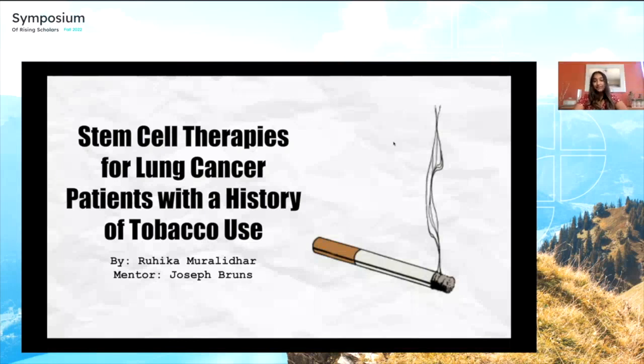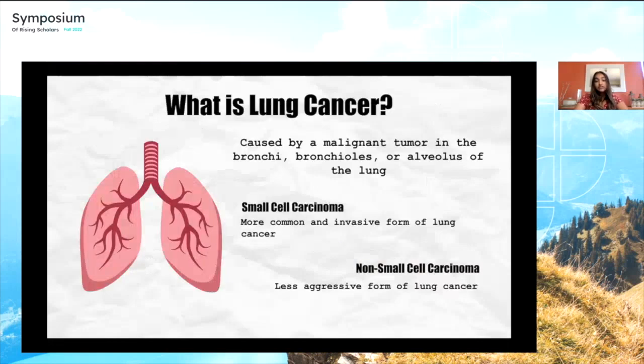Hi everyone, my name is Ruhika Muralidhar and I worked with my mentor Joseph to analyze the use of stem cell therapies for lung cancer patients with a history of tobacco use. Lung cancer is caused by a malignant tumor in the bronchi, bronchioles, or alveolus of the lungs. There are two main types of lung cancer: small cell carcinoma, which is more common and severe, and non-small cell carcinoma, which is less aggressive. In this study, we focus more on the treatment of small cell carcinoma.